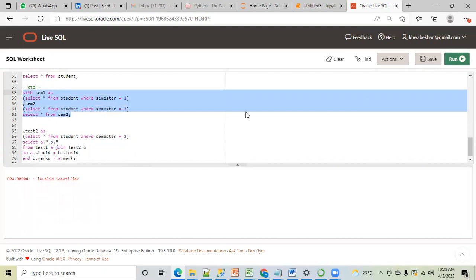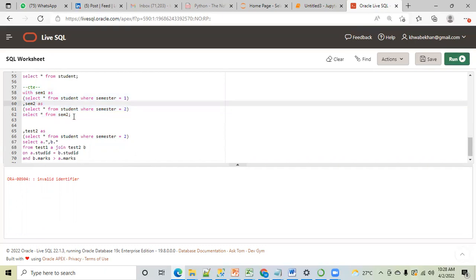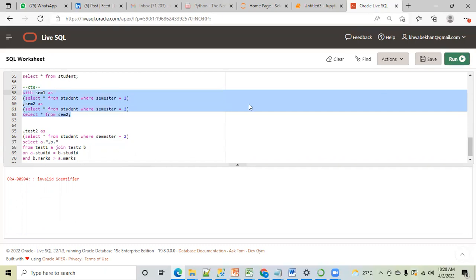Invalid identifier. What happened? What is this output, and why did we get this output? Who will explain this? Come on, guys, who will explain? We are selecting all the information from the semester 2. We are asking the SQL engine select star from SEM2. That's why it's giving only the SEM2 one.